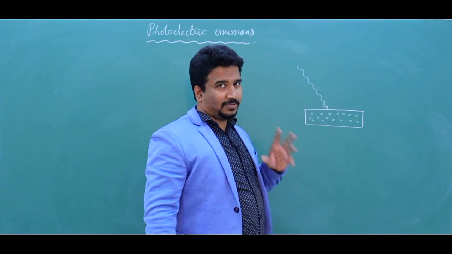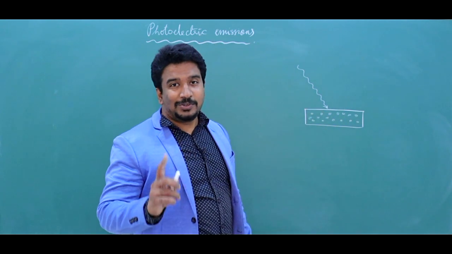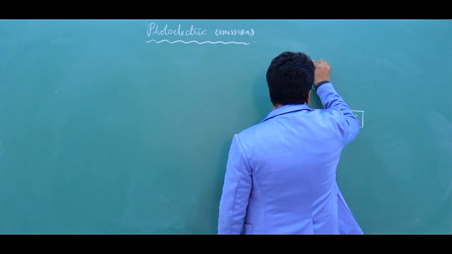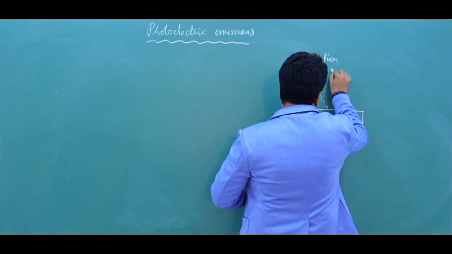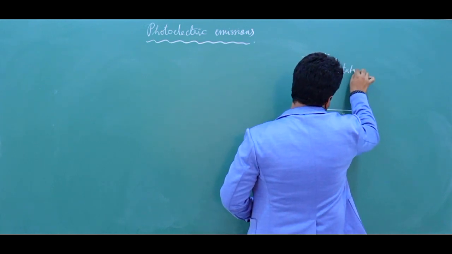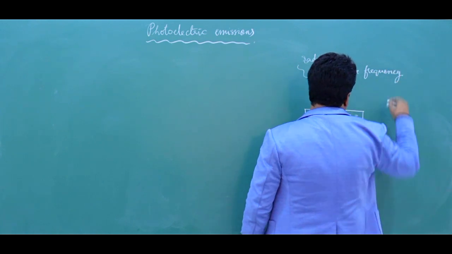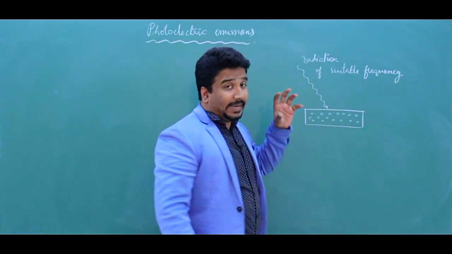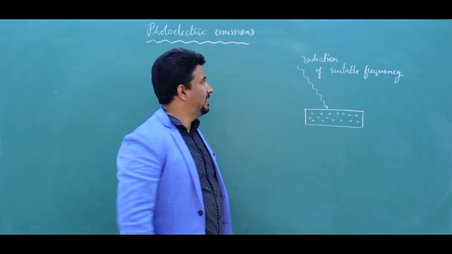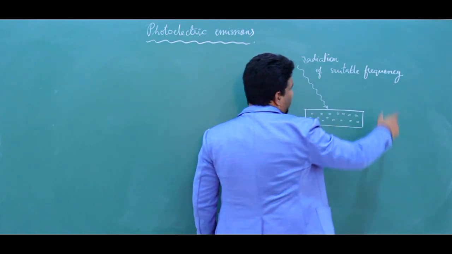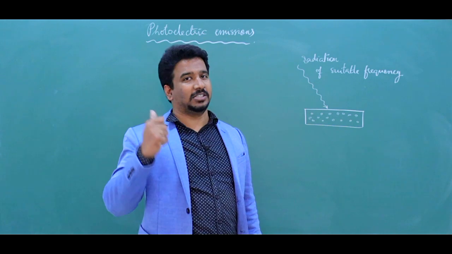Now if we make a radiation of suitable frequency fall on the metal surface, radiation of suitable frequency, so when the radiation, maybe light, UV rays, X-rays, or any radiation, with a suitable frequency is here, it indicates how much energy is carried by a photon of that particular radiation.